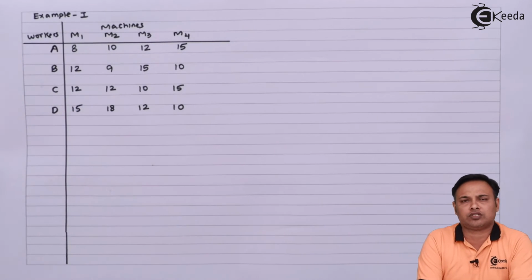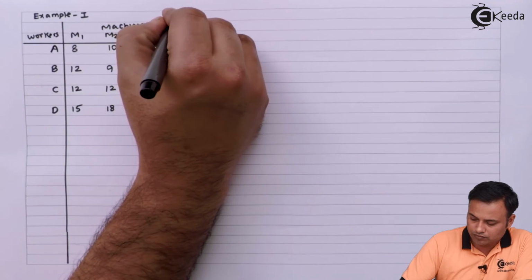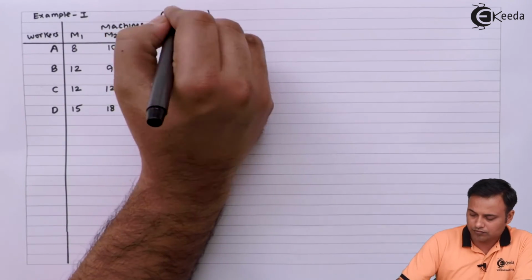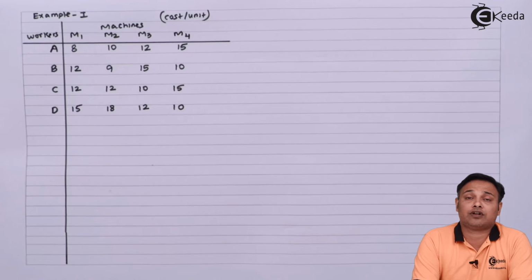This cost can be cost per machine, it can be cost of manufacturing, it can be cost of operating, it can be anything. Now first thing first, if it is a cost, that means it is a minimization problem. And we need to decide how to make the assignment, how to decide which worker will work on which particular machine, so that all the 4 workers are assigned the machines in such a manner that my total cost is minimized.